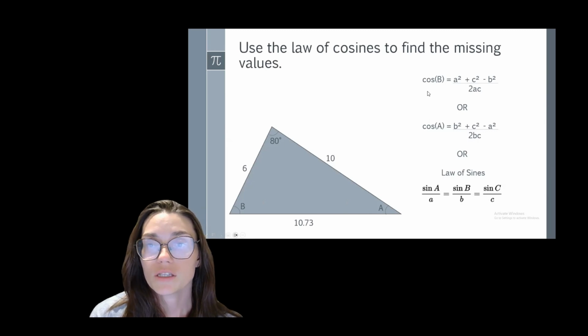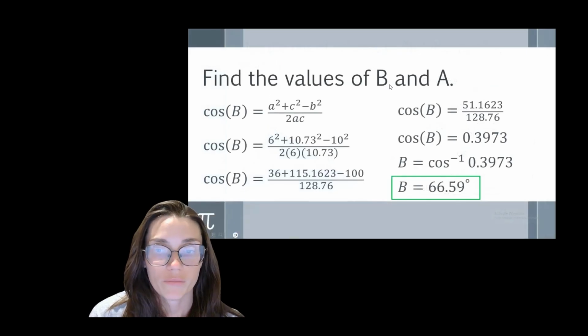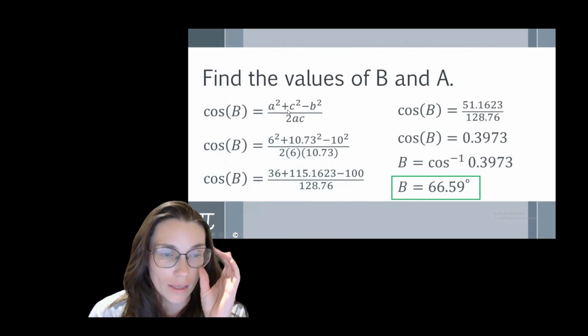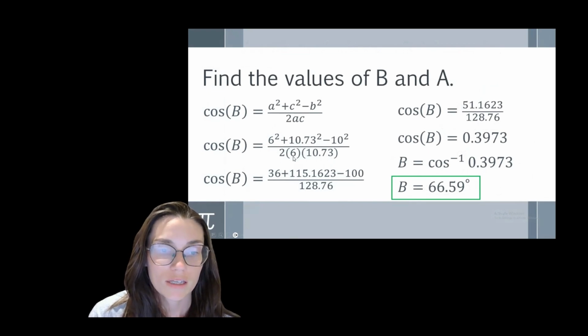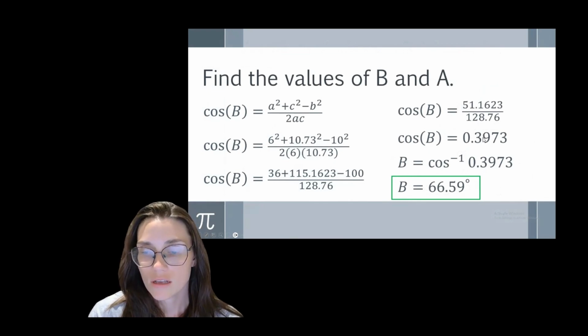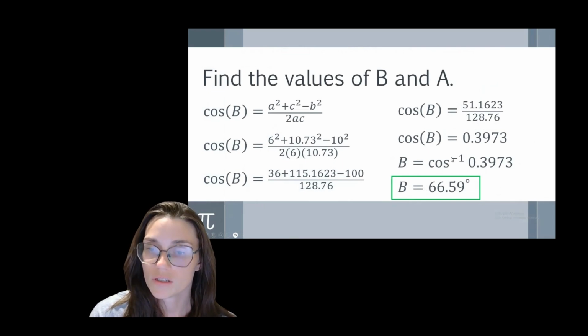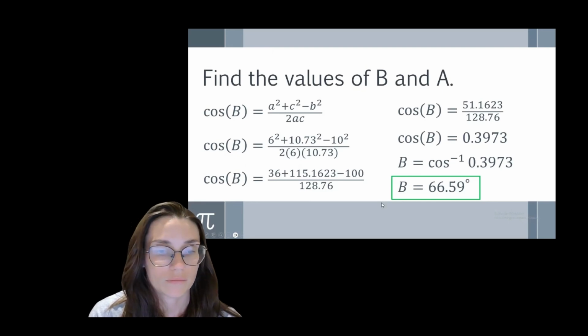In this case, we're going to use cosine B equals A squared plus C squared minus B squared over 2AC to find the value of B. So here, again, I plugged in the numbers: 6 squared plus 10.73 squared minus 10 squared divided by 2 times 6 times 10.73. And then you take the inverse of cosine to get 66.59, right? So we had cosine on this side, but we want B by itself. So we take the inverse of cosine and we get our angle.